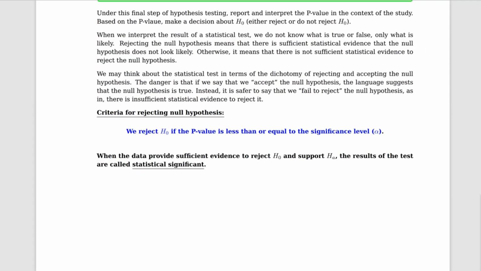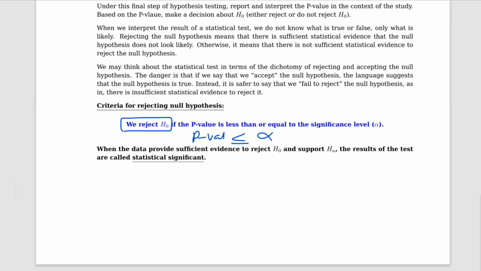And the other one is the conclusion. We reject H naught when the p-value is less than or equal to alpha. That is the conclusion, the same thing we used last time. If the p-value is less than or equal to alpha, then we say reject the H naught.